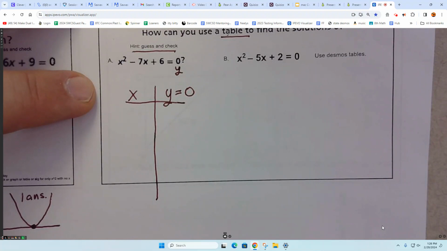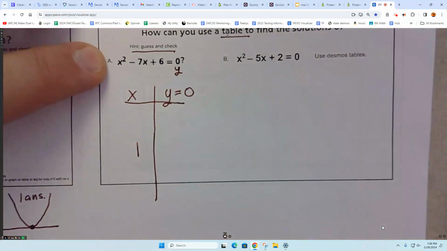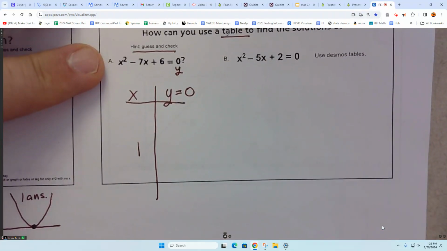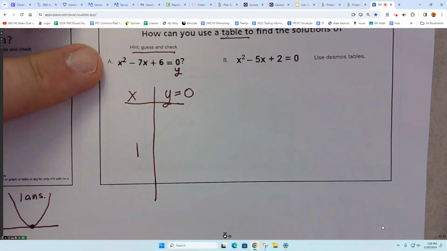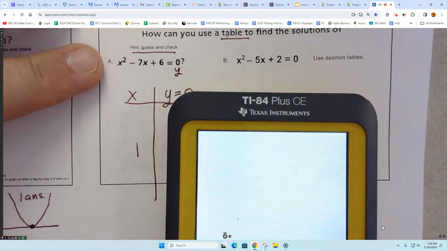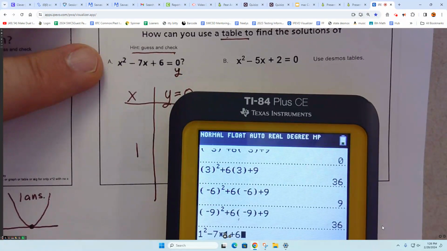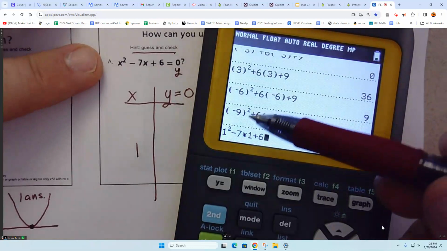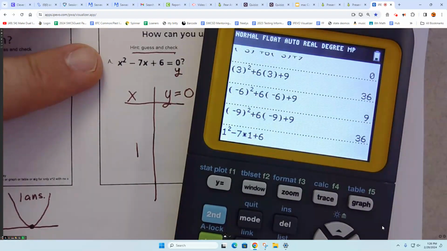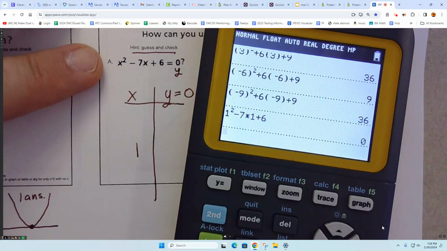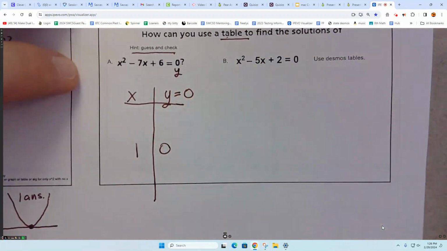Okay. So somebody give me a guess. 1. So 1 squared minus 7 plus 6, is that 0? There's 0. This is a really important question. Why do I not care about putting this one in parentheses, though I put this one up above it in parentheses? Because it's negative. If it's a negative, you want to put it in parentheses. So we got one solution.